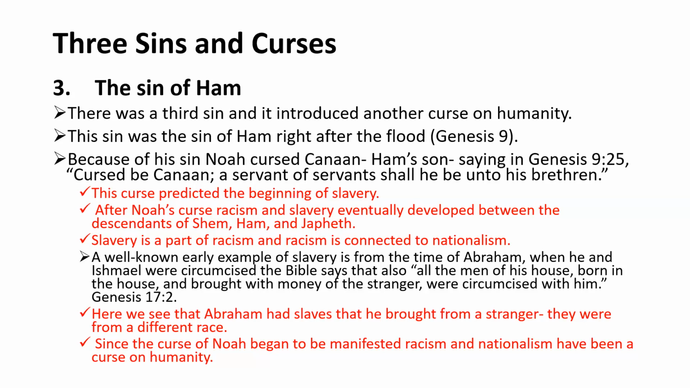Are we still together? What was the question again? My question is, the verse says, Abraham was circumcised with all the men of his house, born in the house. Then the second part says, and brought with the money of the stranger, were circumcised with him.